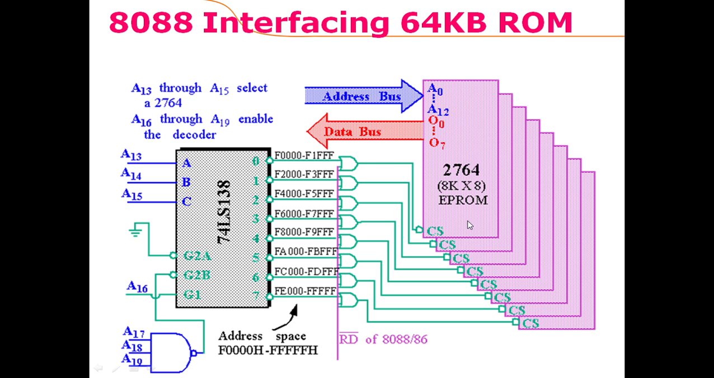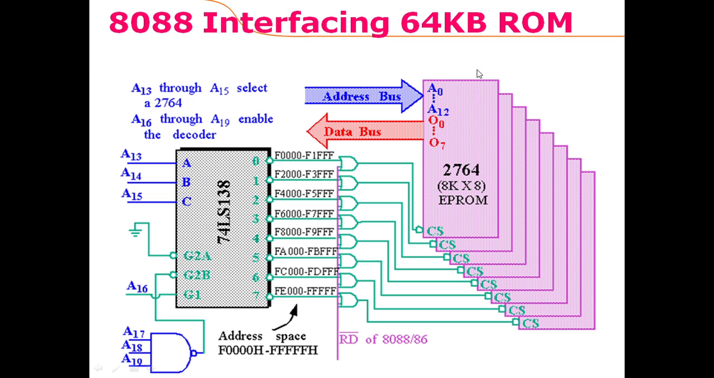And then the next range begins for the next chip, and that is F2000 as the first address inside the second chip, and F3FFF as the last address inside that chip. And similarly for other memory chips, there is an address space.